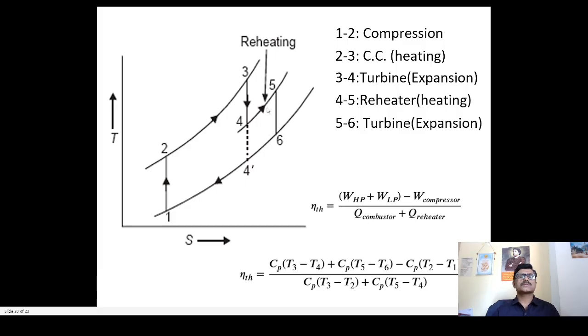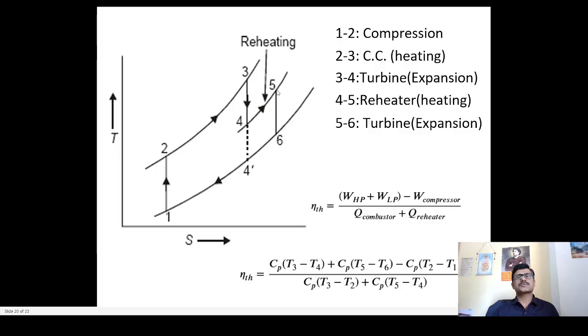Process 4 to 5 is nothing but a reheater arrangement, the reheat combustion chamber we can say. It means that the gases, after the expansion from the high pressure turbine and before they enter the low pressure turbine, are reheated. So the 4 to 5 process is again nothing but a constant pressure heat addition process in the reheater, right?